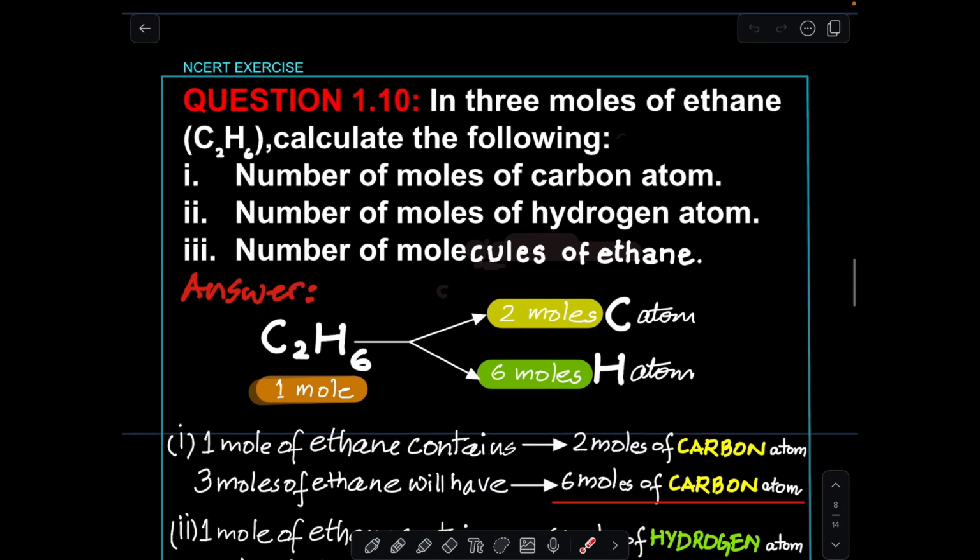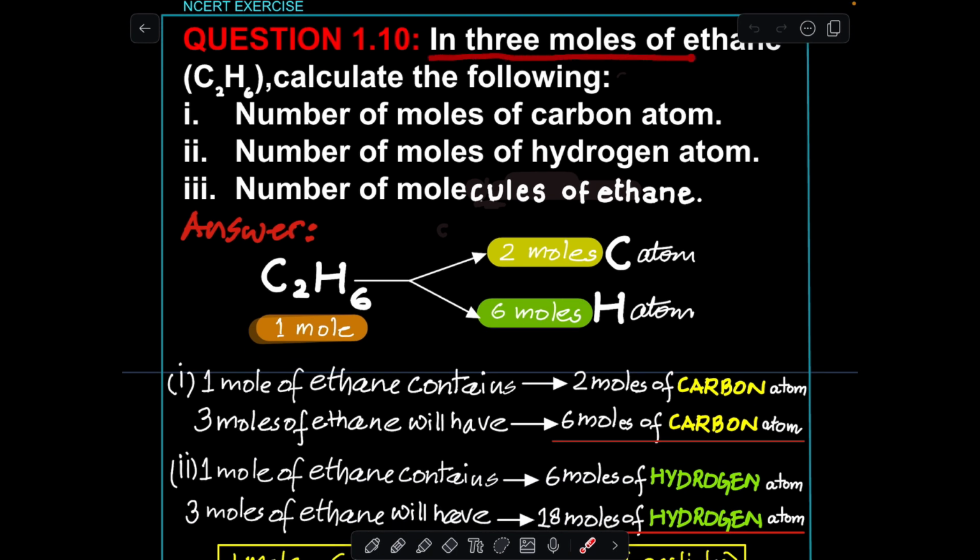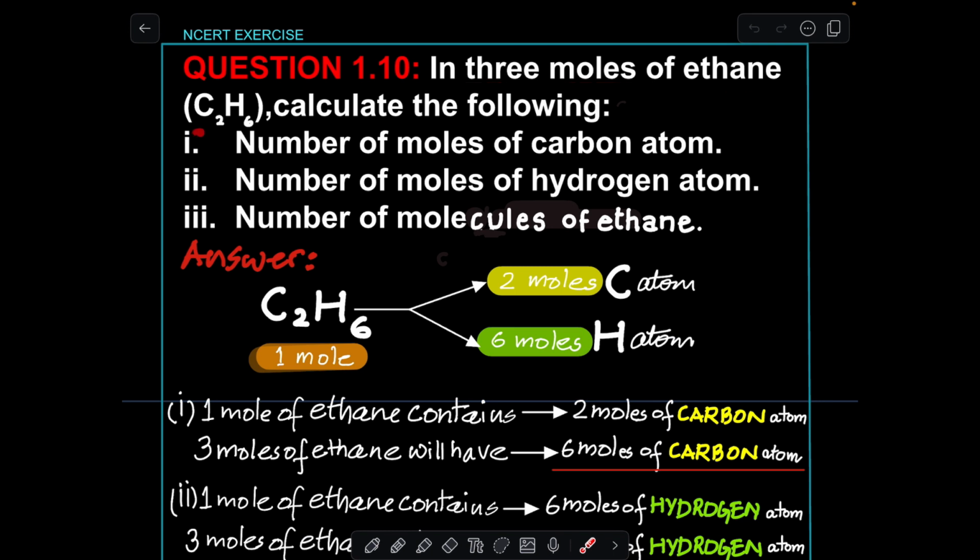Next is 1.10. In 3 moles of ethane, that is C2H6, calculate the following: the number of moles of carbon atoms, the number of moles of hydrogen atoms, and the number of molecules of ethane. Be very specific, number of molecules. So when you are reading a question, be smart. It will be better, when you are solving anything in your exam, to mark the important terms which either are given or which you are supposed to calculate.